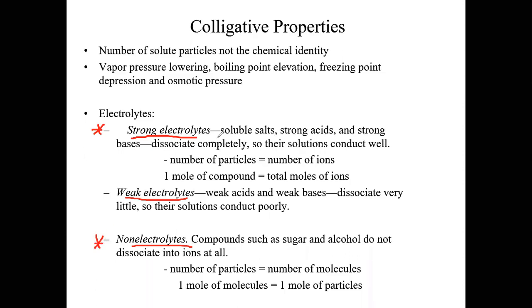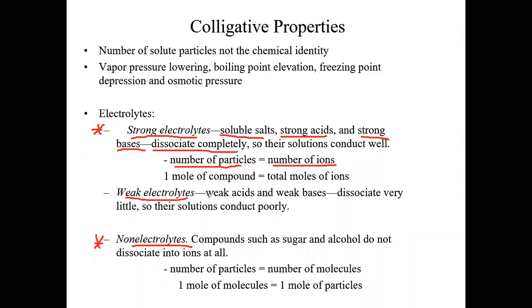Now, strong electrolytes are going to be your soluble salts, strong acids, and strong bases. And these completely dissociate in solution. So the number of particles, like I said, is equal to the number of ions. So the moles of your compound would equal the total moles of ions. It's not 1 to 1. It depends on how many ions your compound breaks apart into. And that comes into something called the van 't Hoff factor, which we'll talk about when we discuss non-electrolytes.